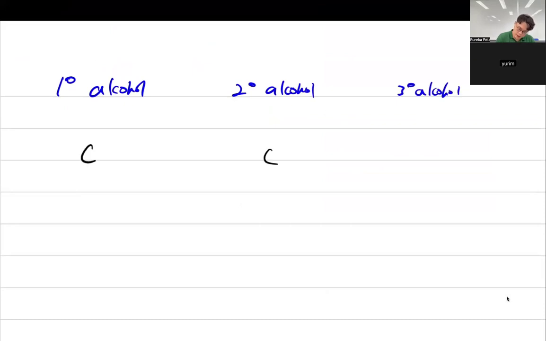Showing you the difference: primary alcohol, simply primary. Okay, I lined it up here. Secondary alcohol and tertiary alcohol would look like this. What we have to look at is the carbon which is attached to the OH. There are many names for that, but I generally call this the prime carbon.